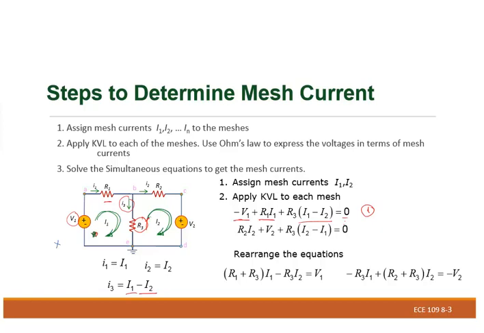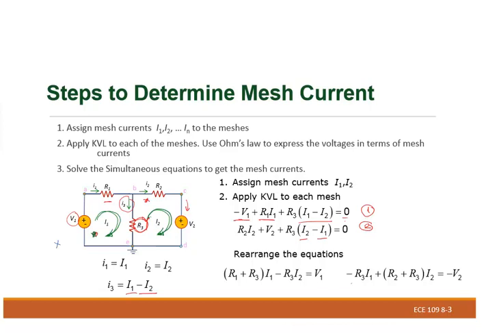How about the second one? Depends on where you start. If you start from this point here, I mark it. So first one will be R2 times I2, plus going here V2. Then when you come here, R3 times negative lowercase i3, but that will be here I2 minus I1 in this case. We reverse them. So this is the second equation here.